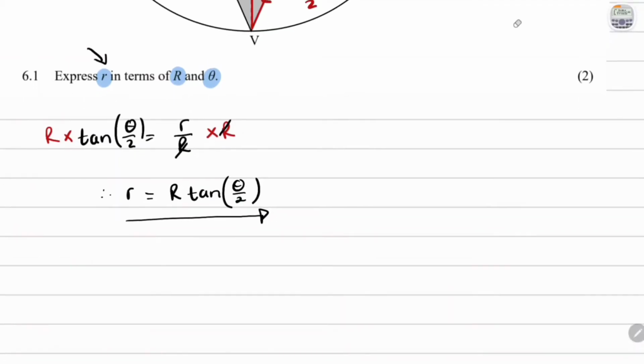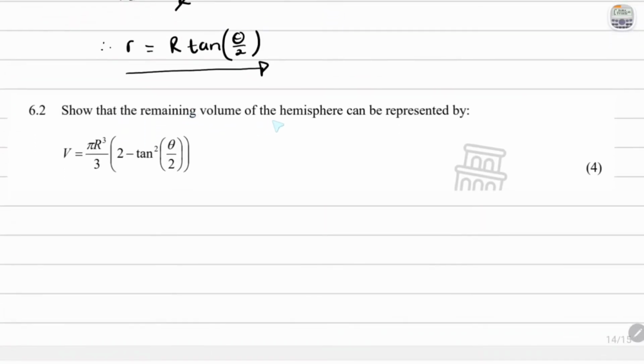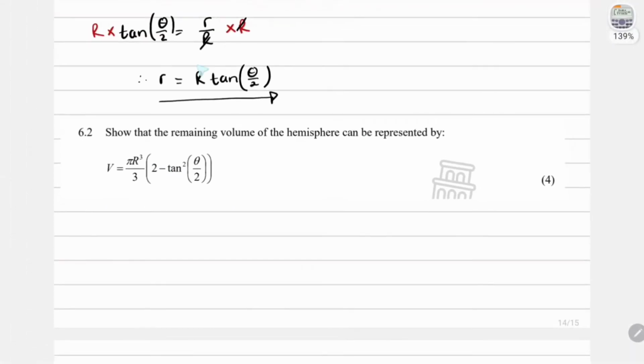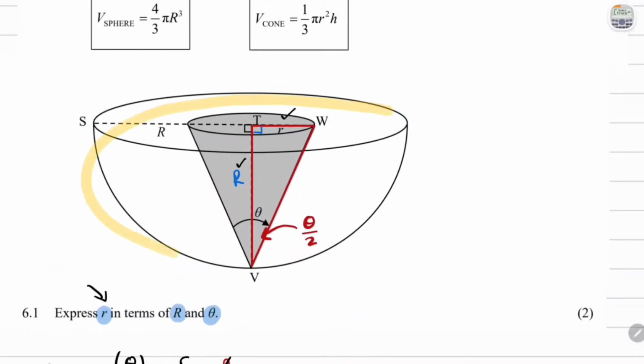Okay, moving on to the next question. The next question, 6.2, says, show that the remaining volume of the hemisphere can be represented by this. So we're really just trying to find the remaining volume of the hemisphere. So let's look at what they mean. You see, you have the entire hemisphere. They're saying when they cut that part out for the wax, they want to find the remaining volume of that hemisphere.